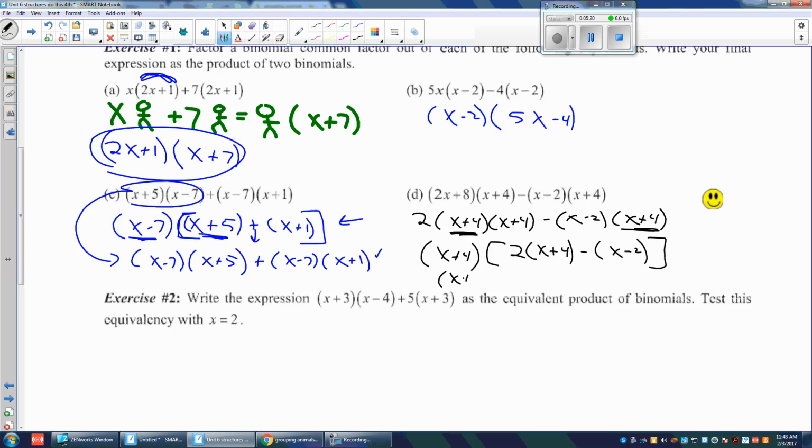So what I have is x plus 4, and then 2x plus 8 minus x plus 2. I just distributed the negative sign through, and that equals, to make it into a binomial, x plus 4 times x plus 10, because 2x minus x is x, and plus 8 plus 2 is plus 10.